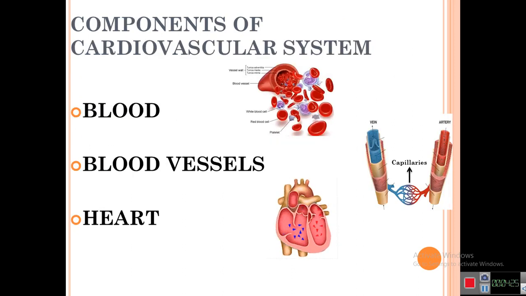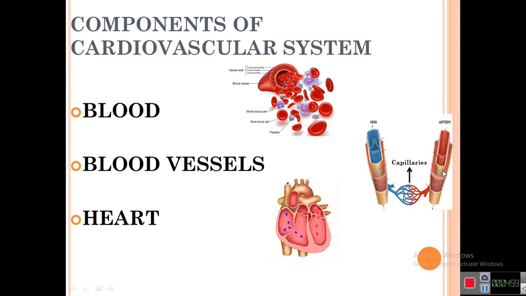What are the three main components of the human circulatory system? They are blood, blood vessels, and heart. In previous classes, we have discussed them. Blood and its composition, that means cellular components and plasma. If you haven't seen it, that link is available in the description. And there are three types of blood vessels: artery, vein, and capillaries.